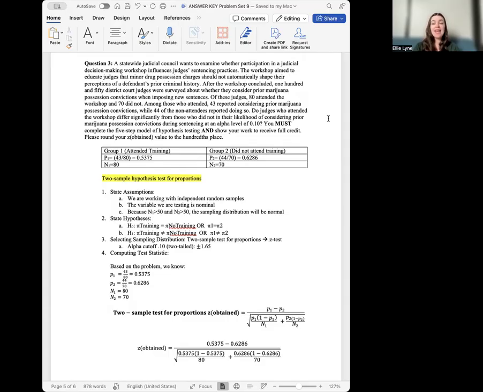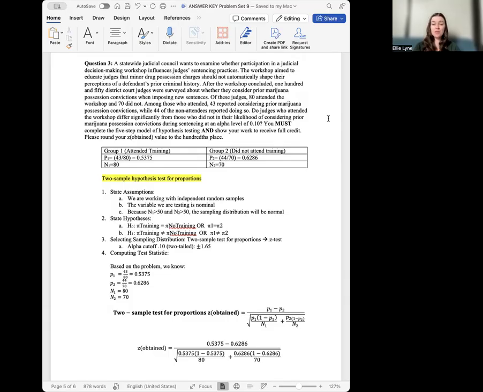Of these judges, 80 attended the workshop and 70 did not. Among those who attended, 43 reported considering prior marijuana possession convictions, while 44 of the non-attendees reported doing so. Do judges who attended the workshop differ significantly from those who did not in their likelihood of considering prior marijuana possession convictions during sentencing at an alpha level of 0.1? You must complete the 5-step model of hypothesis testing and show your work to receive full credit. Please round your z-obtain value to the 100th place.